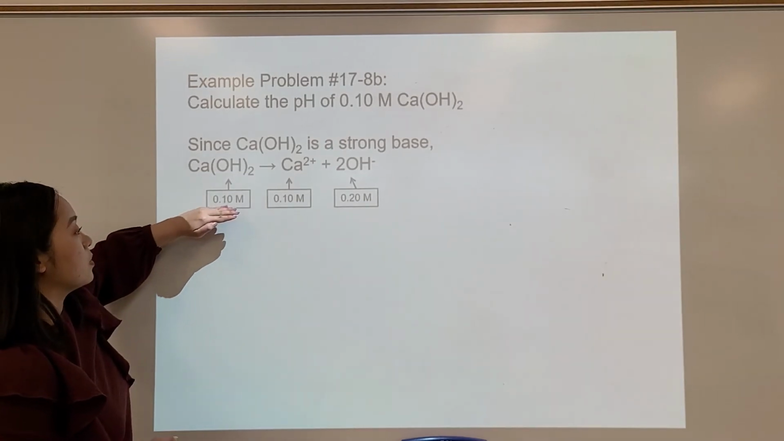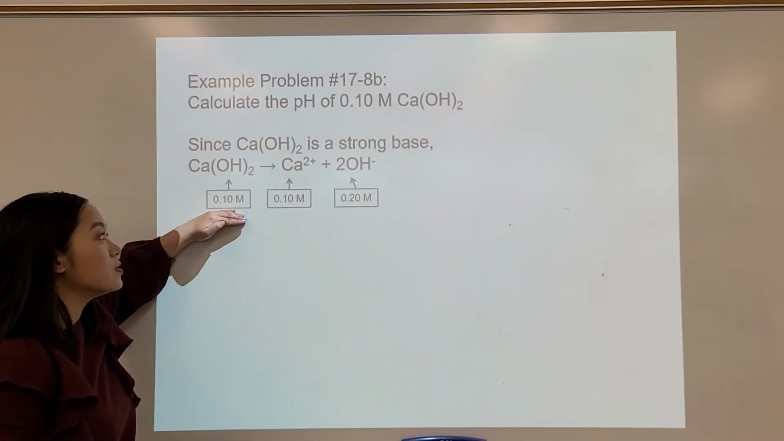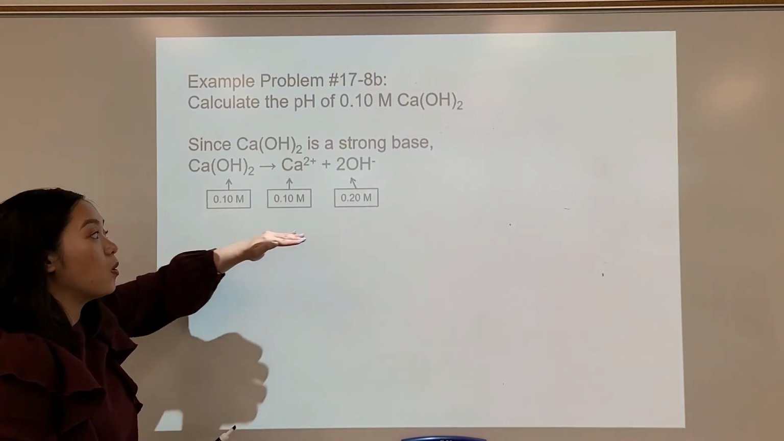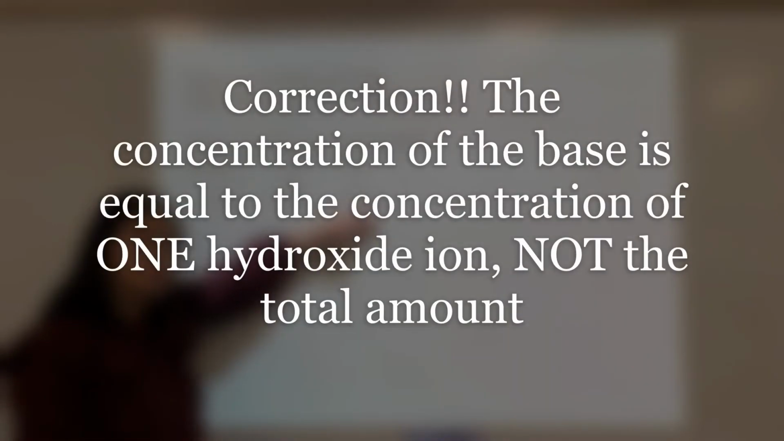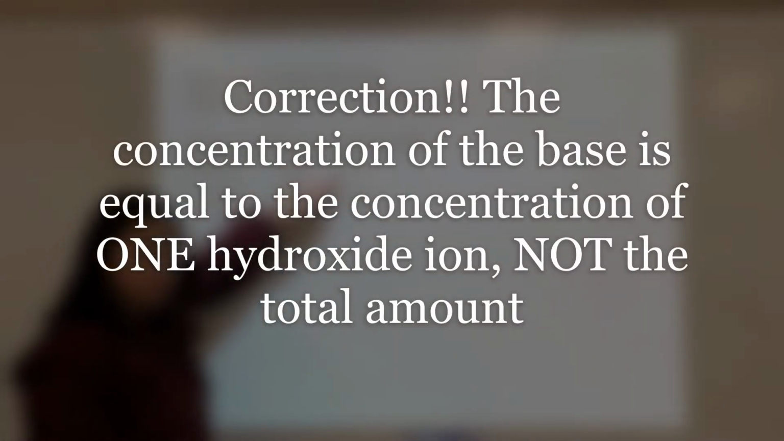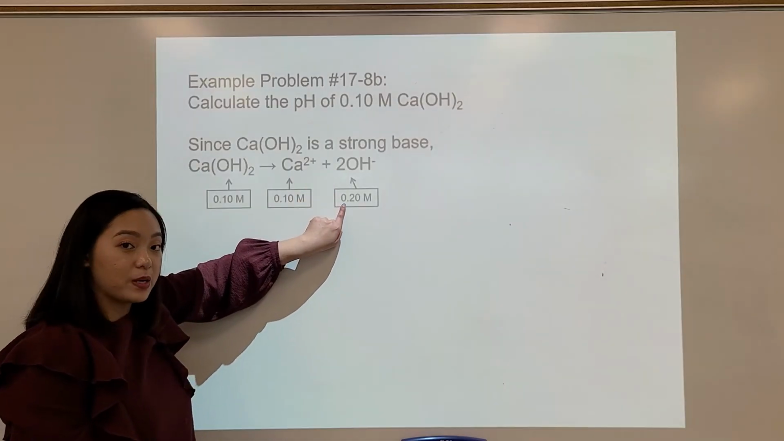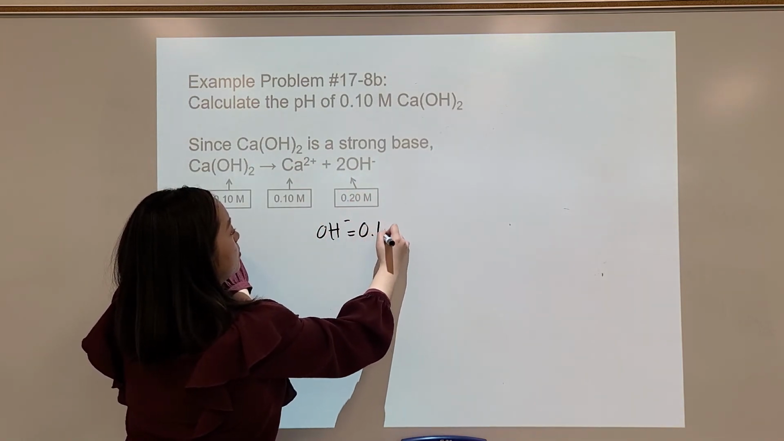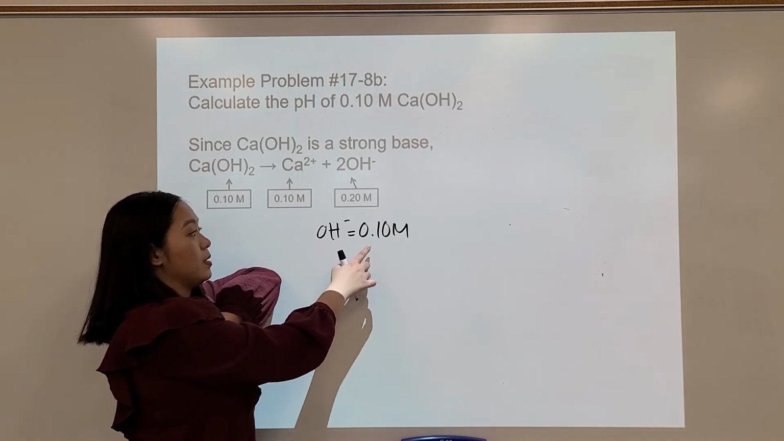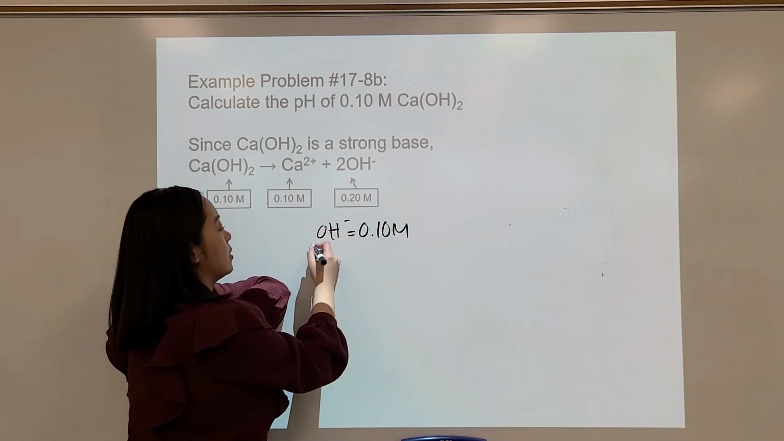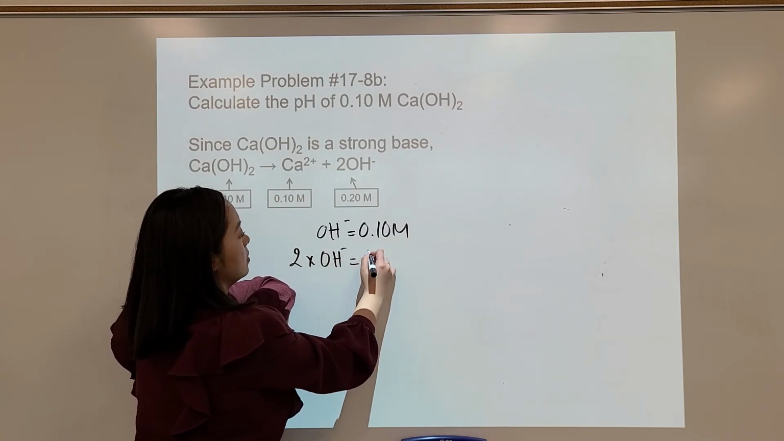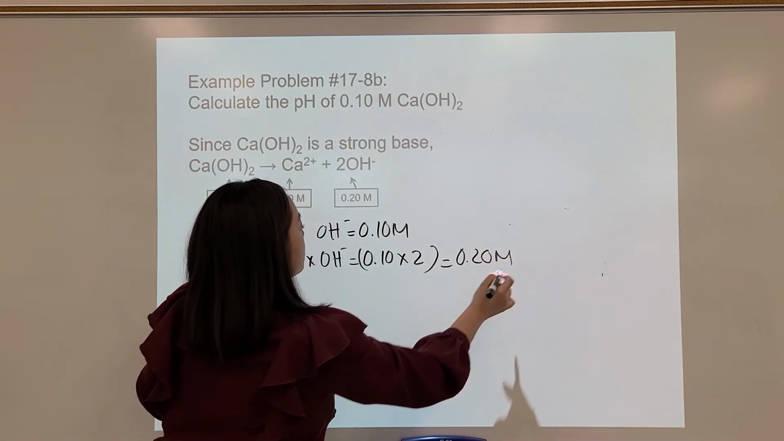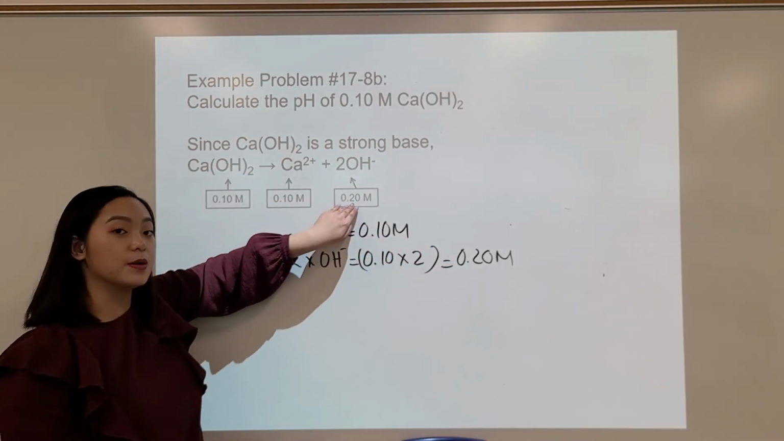Now, the concentration of a strong base is still equal to the concentration of the hydroxide ion, but it's going to be equal to the total amount of the hydroxide ion in your solution. Since there are 2 hydroxide ions, you have to multiply the concentration by 2. So 1 hydroxide ion is 0.1 molar, just like before with sodium hydroxide, but because calcium hydroxide has 2 ions, you multiply that by 2, giving you 0.2 molar.